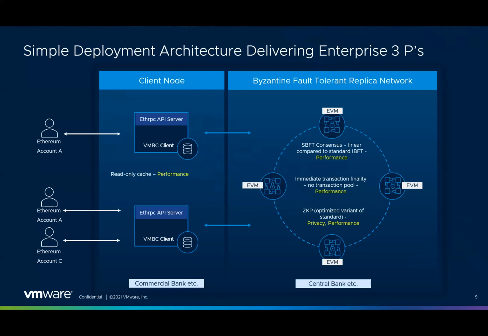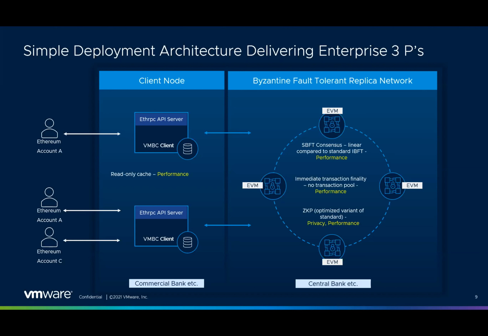What you see here is a very simple deployment architecture, a simple topology with just two kinds of nodes. On the right side, we have replica nodes which hold the blockchain itself and provide the shared source of truth. On the left, we have the client nodes, which network participants and dApps use to interact with the replica network. So let's take a look at how this architecture delivers the enterprise three Ps: privacy, permissioning, and performance.